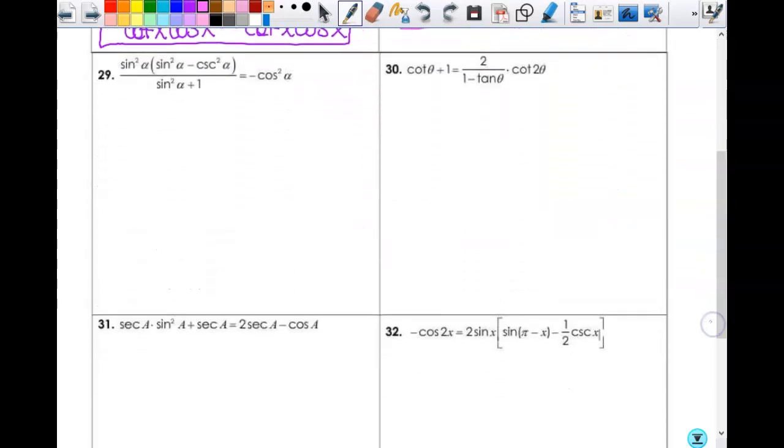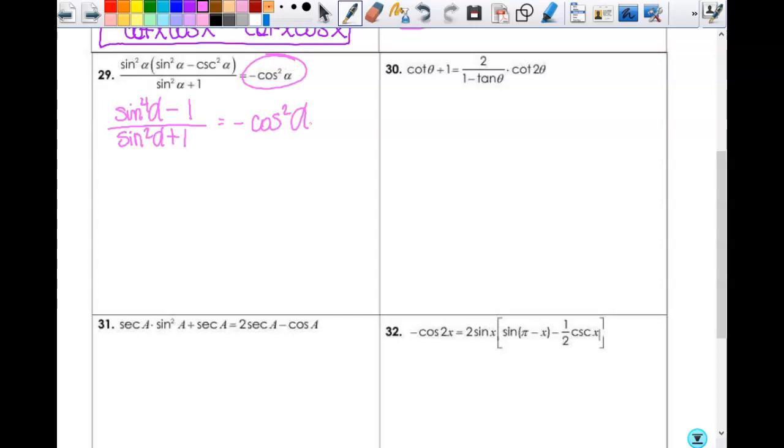Okay, number 29. I would say the left-hand side definitely looks more complicated, so I'm going to work with that and make that my goal. So got a couple options here. I think I'm going to go ahead and distribute in the numerator. So sine squared times sine squared is sine to the 4th alpha minus, and then sine and cosecant are reciprocals of each other, so when you multiply them together you get 1 over sine squared alpha plus 1. That's equal to negative cosine squared alpha.